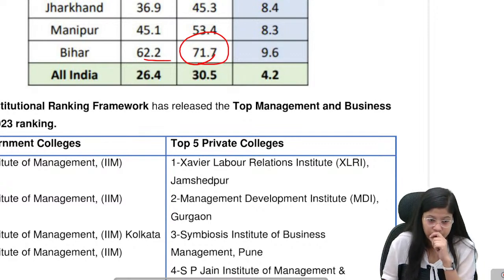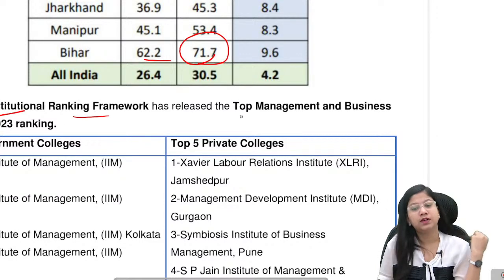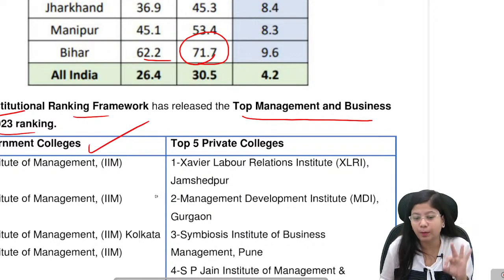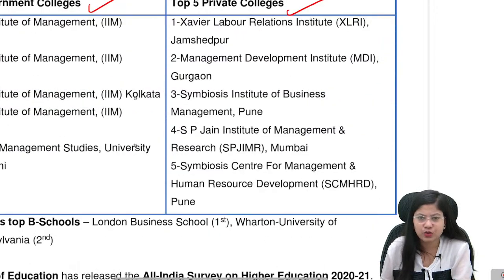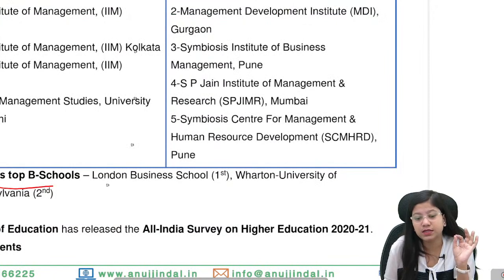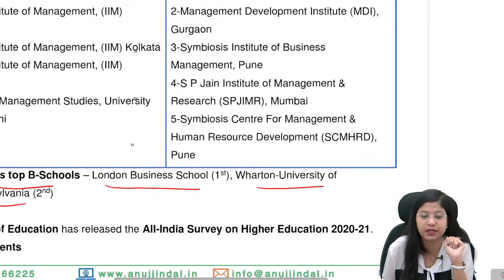Okay, so Indian institutional ranking framework has released the top management and business school rankings. So these are the top 5 government colleges, these are the top 5 private colleges in India. Clearly a factual data, no need for discussion. World's top B schools consist of London Business School, first number पे, then Wharton University of Pennsylvania. ठीक है?